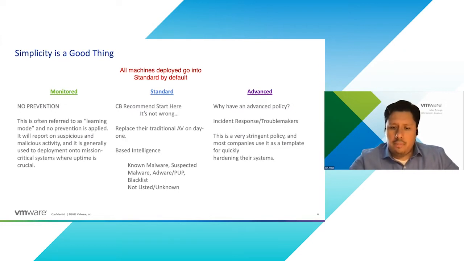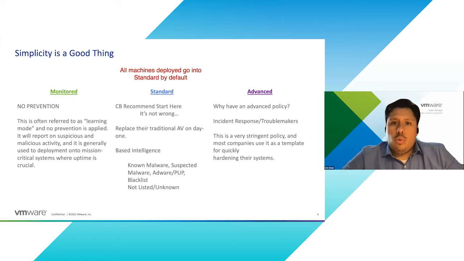Now, let's move to standard. This is our special calibrated day one deployment option. It gives you a heavy degree of behavioral prevention, but minimizes any false positives. This is the option organizations utilize to quickly install Carbon Black through their enterprise and replace traditional AV on day one of their respective deployments. This is usually the base policy that we suggest you start with. And of course, all machines that you deploy go to standard by default.